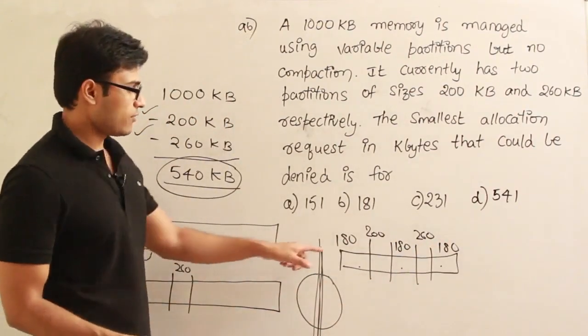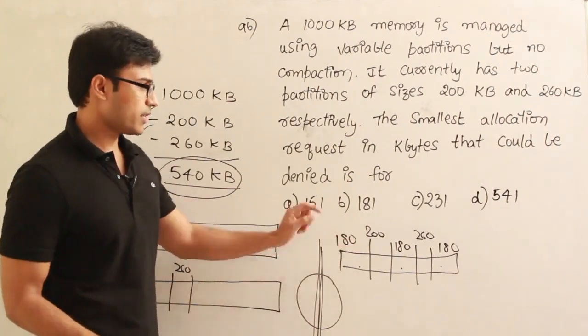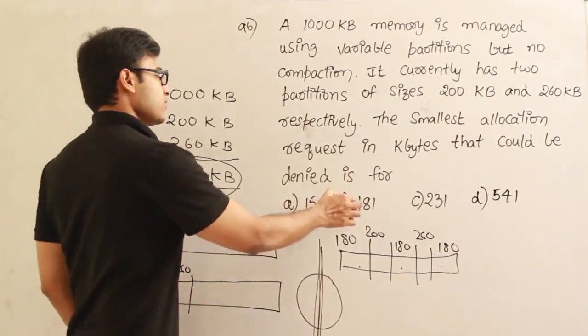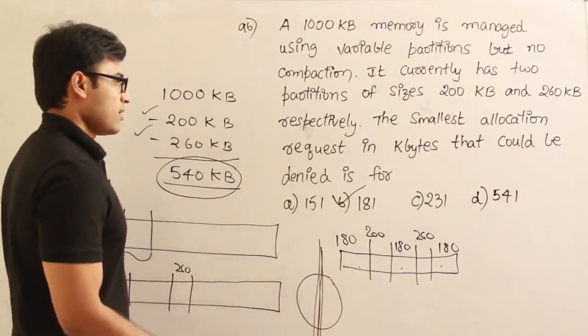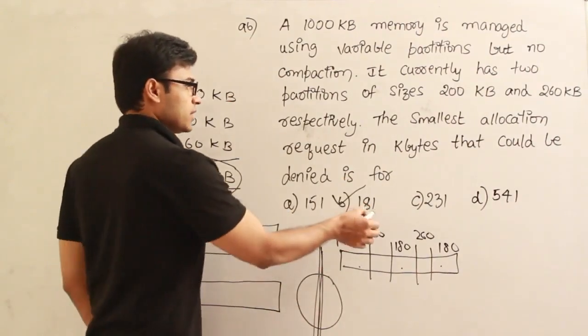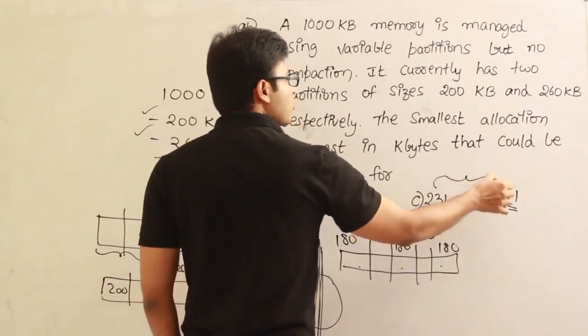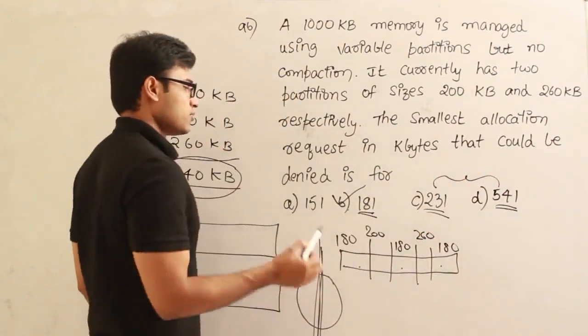So if I get any request for 181, that will be denied. Therefore the smallest request which could be denied is 181, right? And if 181 can be denied, obviously 231 can be denied, 541 can be denied. But then I need not go till that point. Even 181 is the smallest one.